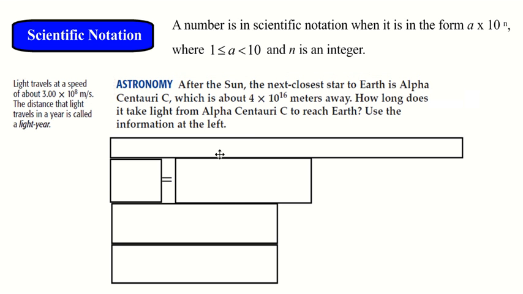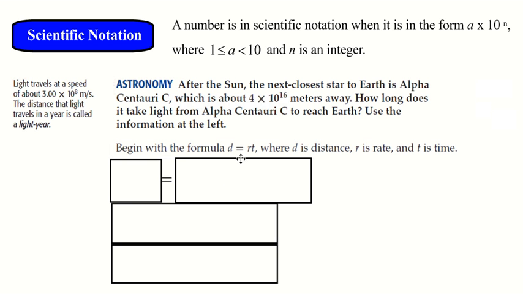So astronomy, after the sun, the next closest star to Earth is Alpha Centauri C, which is 4 times 10 to the 16th meters away. How long does it take for that star to reach the Earth? Use the information at the left. Okay, so we're going to start with the formula. Distance is equal to rate times time. Okay, and we're going to solve that for time.